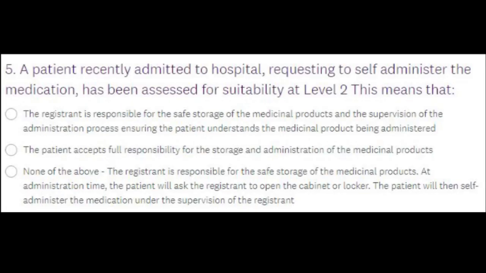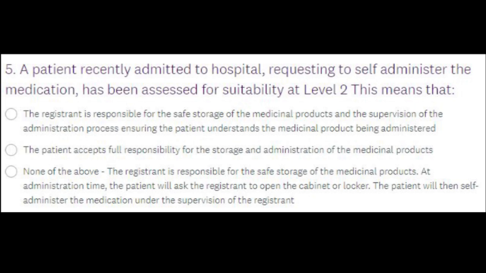So next question, a patient recently admitted to hospital requesting to self-administer the medication has been assessed for suitability at level 2. This means that option 1, the registrant is responsible for the safe storage of the medicinal products and the supervision of the administration process, ensuring the patient understands the medicinal product being administered. Option 2 is, the patient accepts full responsibility for the storage and administration of the medicinal products. Option 3 is none of the above.